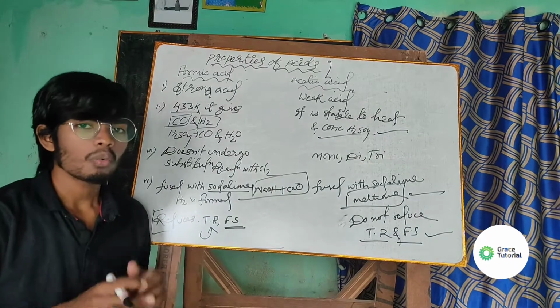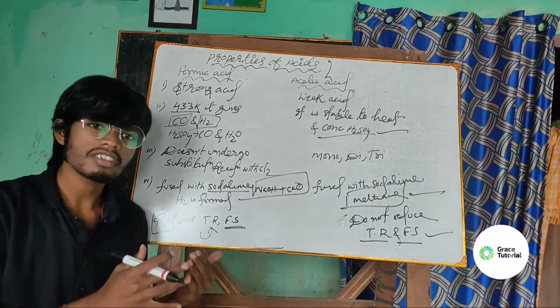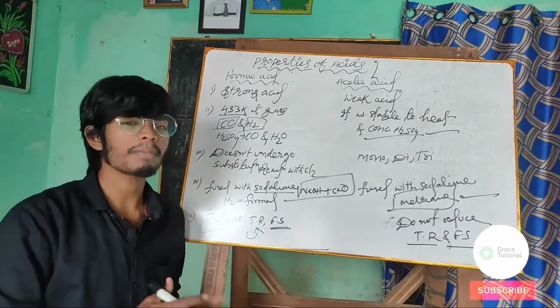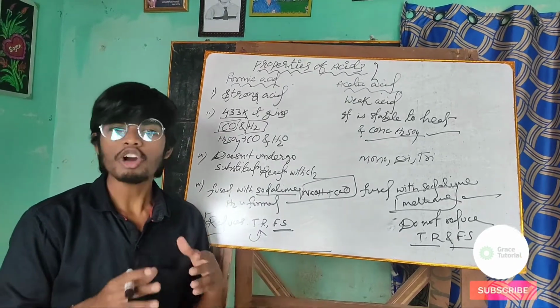And here we have completed the entire topic, starting from the nomenclature of carboxylic acids with examples, methods of preparation, chemical properties, everything of carboxylic acids. And I hope you understood.